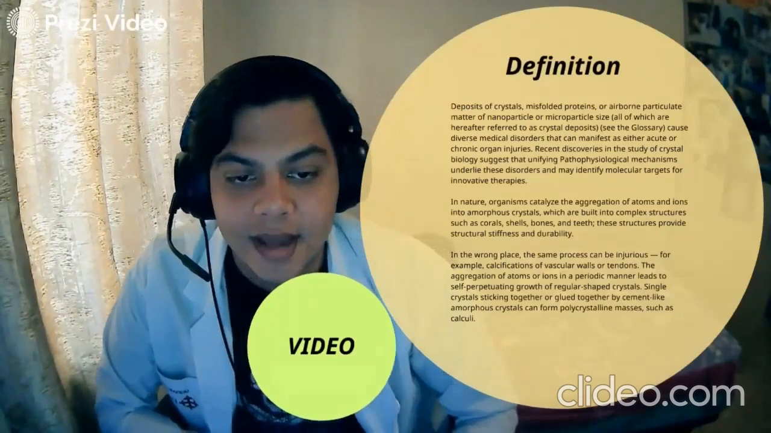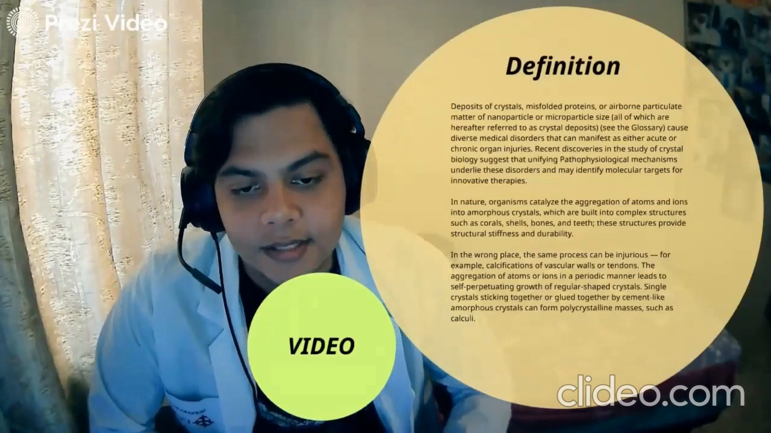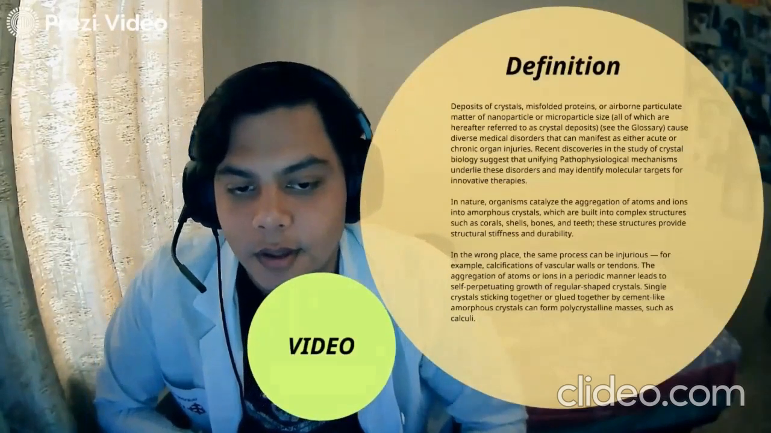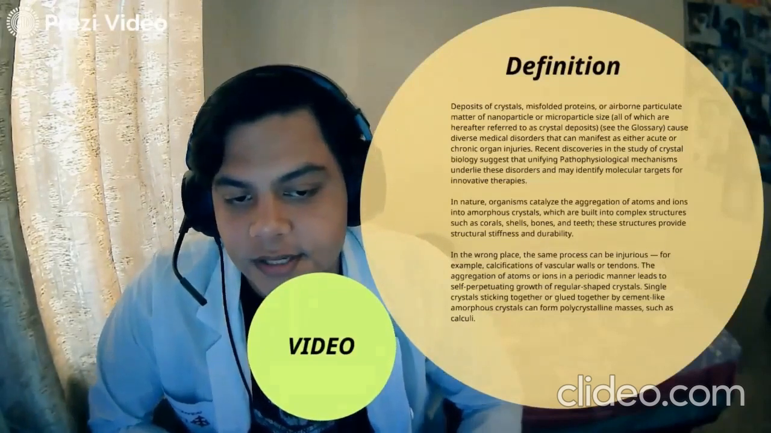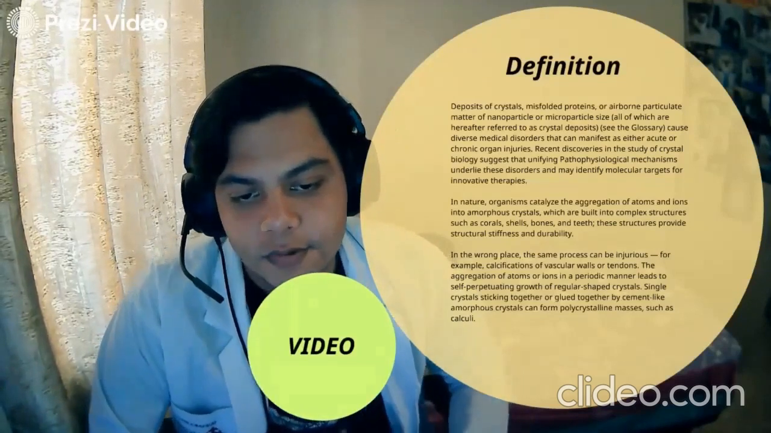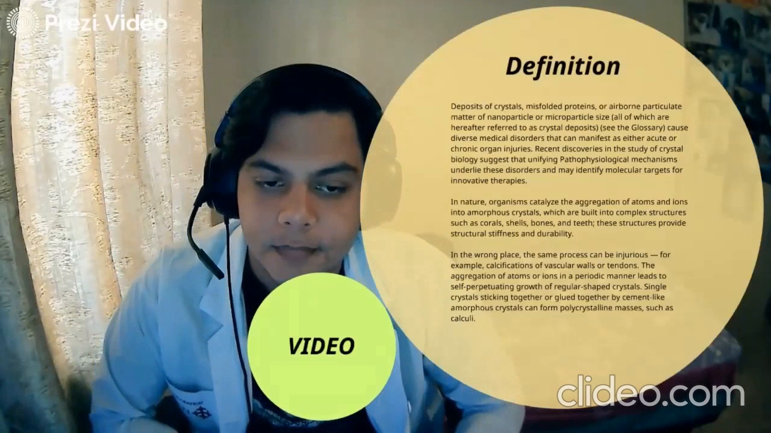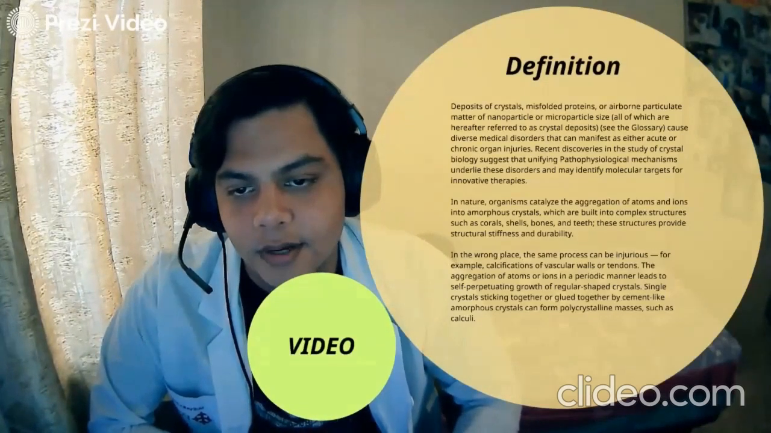The aggregation of these atoms and ions in a periodic manner can lead to a self-perpetuating growth of regularly shaped crystals. Single crystals sticking together or glued together by cement-like amorphous crystals can form polycrystalline masses such as calculi, like in the renal calculi.